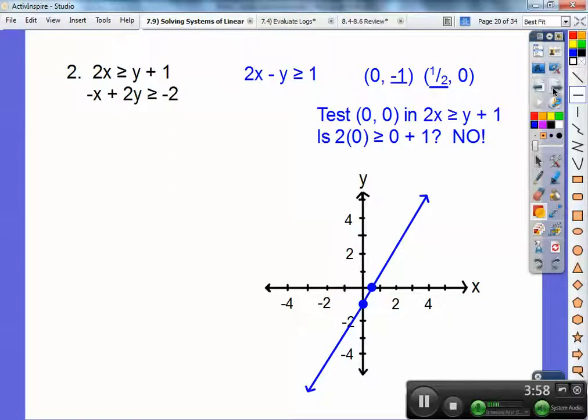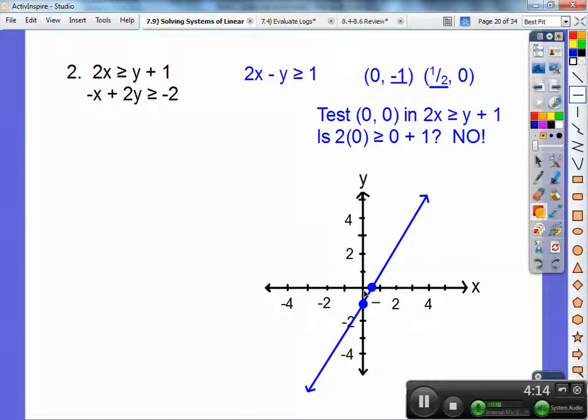All right, and then I'm going to test (0, 0). So (0, 0) is on this side. So 0 plus 0 is not greater than 1 right there. You can test it in this one or you can test it in this one. I think I tested it in this one, yeah, right here. So 2 times 0 is not greater than 0 plus 1.